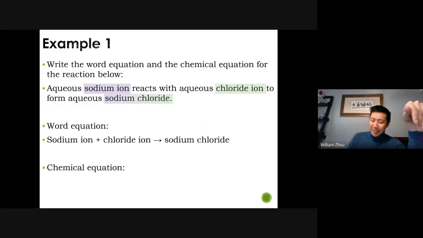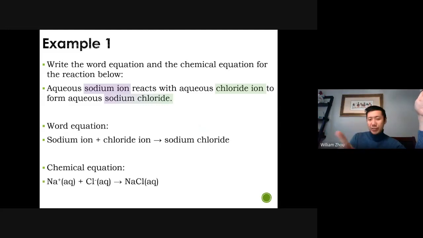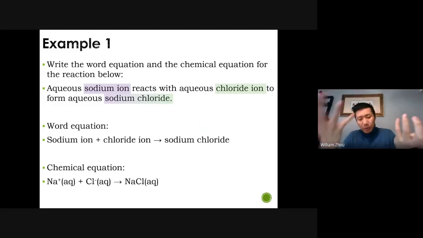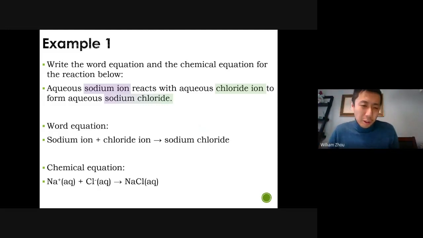And then the chemical equation is the chemical formulas for each of these. So sodium ion would be Na with the plus charge. You have to have the plus charge. Without the plus charge, it is not an ion. It is a pure metal. So Na+. Chloride ion is Cl-. And then, of course, salt, sodium chloride, is NaCl. It's a 1-to-1 ratio. For every 1 plus, you have 1 minus. So it's 1 and 1.